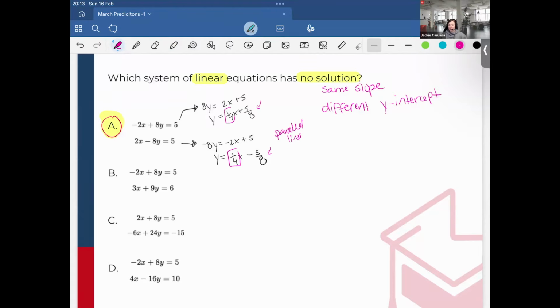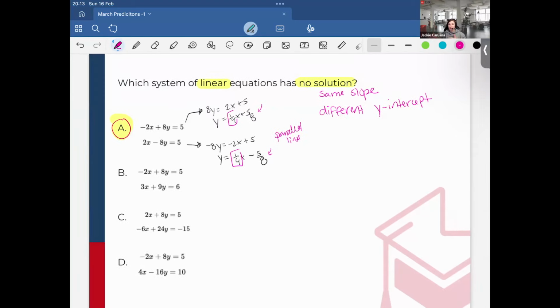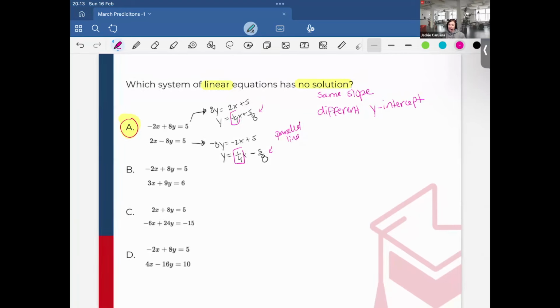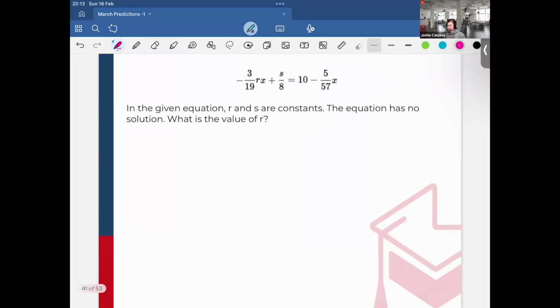Any other answer choice that has a different slope would have one solution. They would cross at one point if they're linear equations. And just be super careful for the equations that have infinite solutions. So same line, same y-intercept. But I'm going to stop there to save time. You see, always rearrange in terms of y, get what the slope is, and check that they have different y-intercepts.